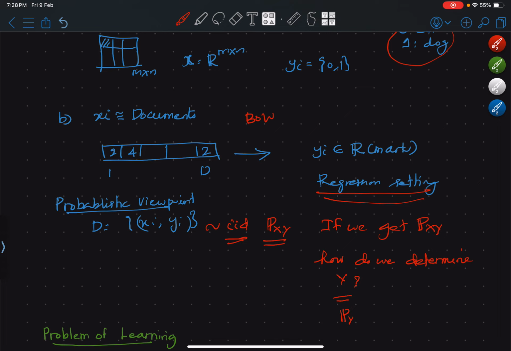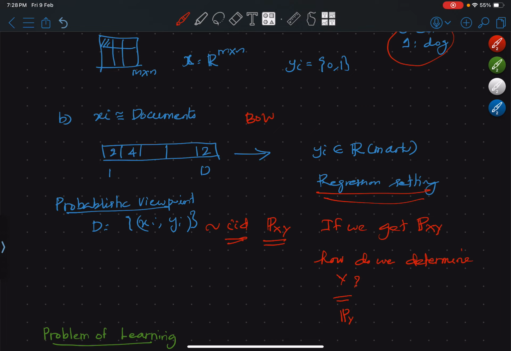So how does the regression setting work? Suppose it's an exam with one-word answers, and we have to evaluate the label as a number, the mark of that corresponding paper. Then it's a regression setting.